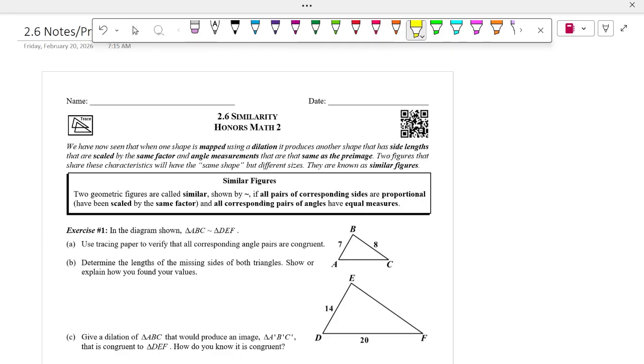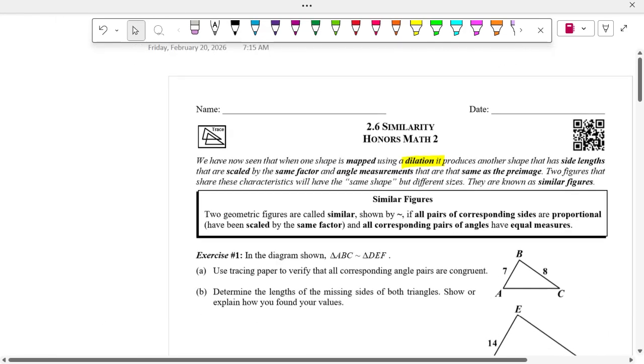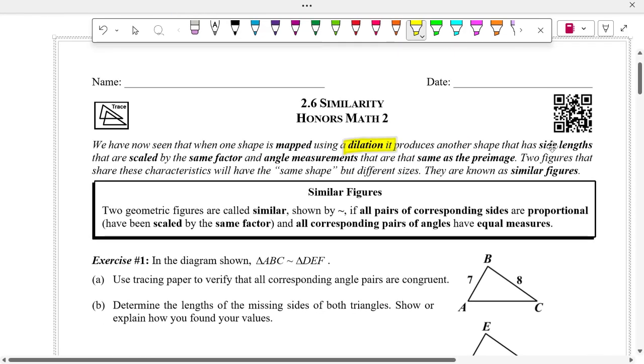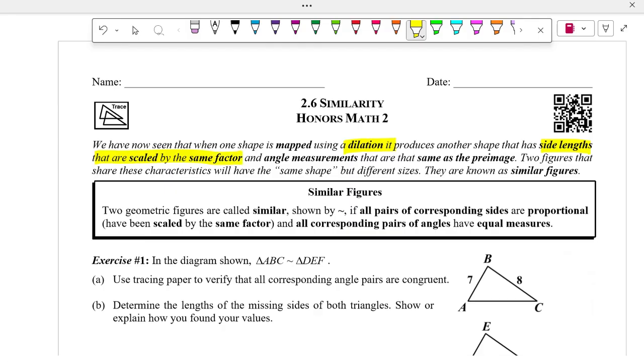All right. So dilations produce a figure that has side lengths that are scaled by the same factor, which is called our scale factor, and the angle measures are the same as the pre-image. So the angles are congruent.